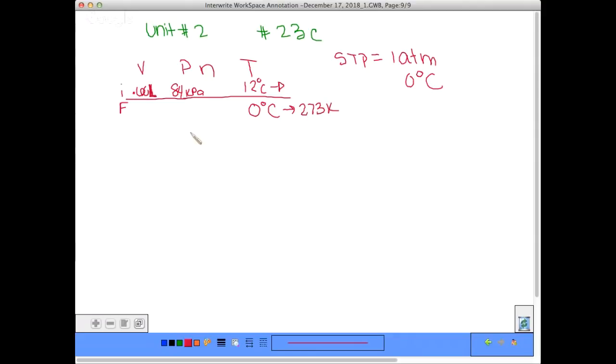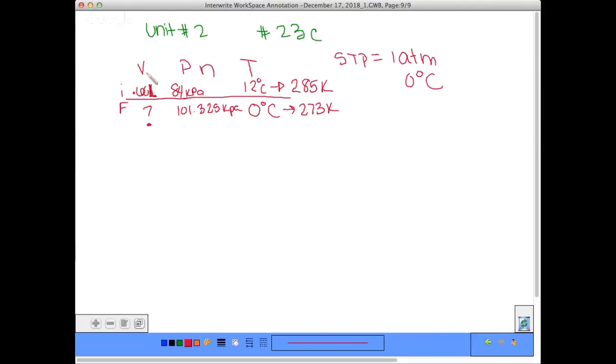1 atm, you should know your conversions. This is 101.325 kPa, which is the same as 1 atmosphere. And so what we're asked to find is this volume right here. If we add 273 to 12, this is going to be 285 kelvins, which is my other temperature.